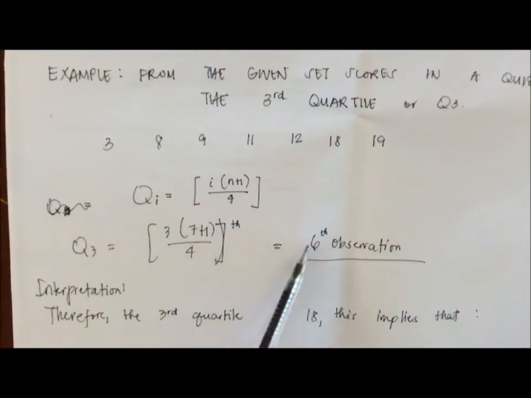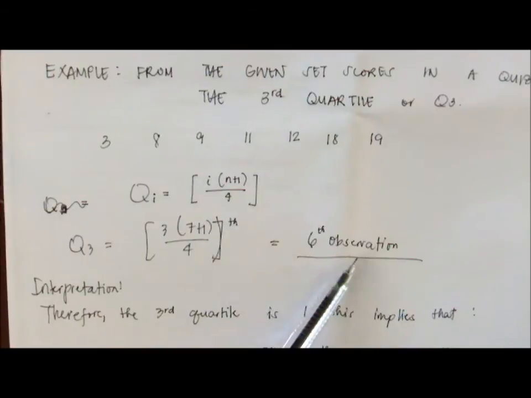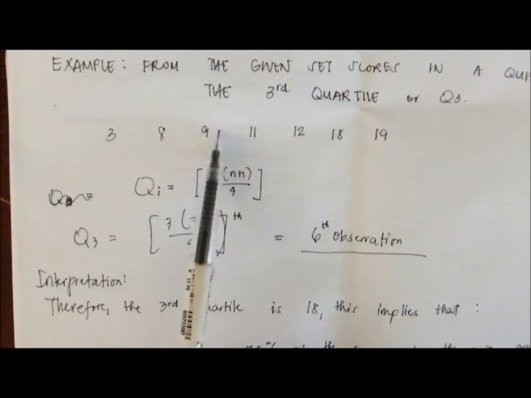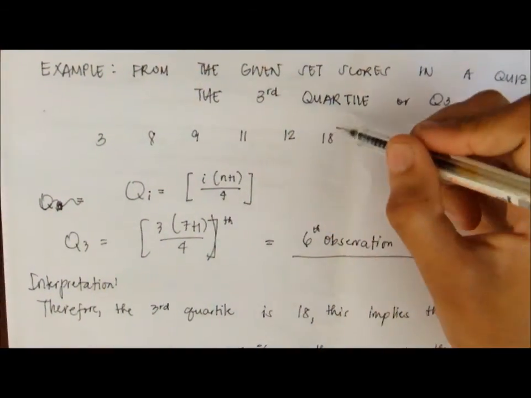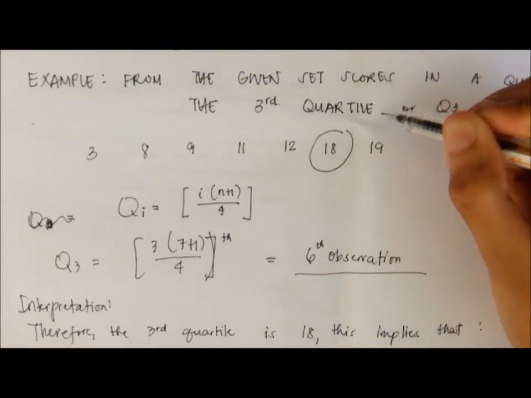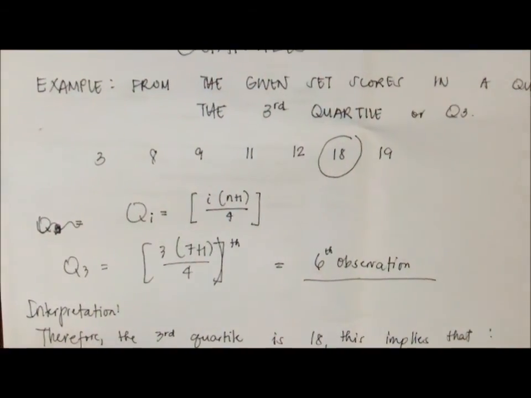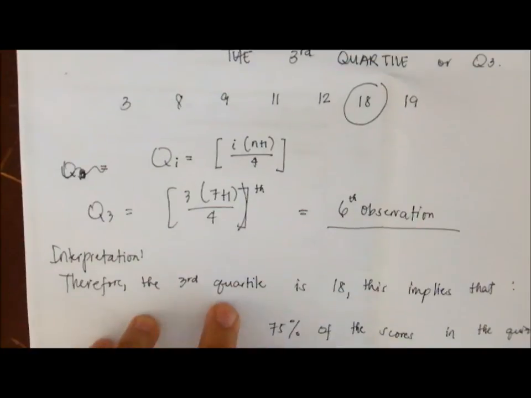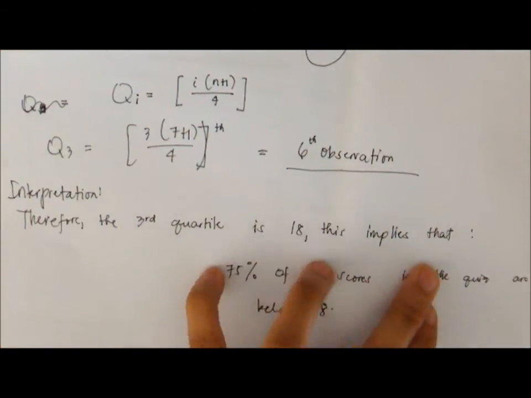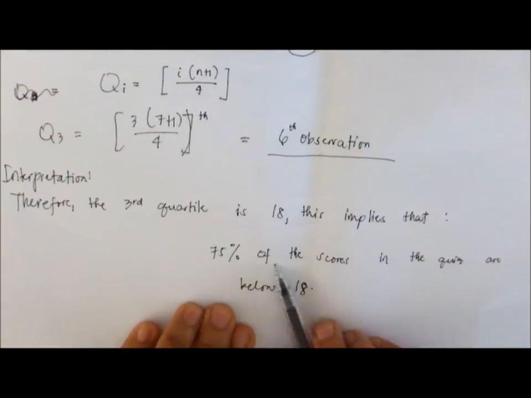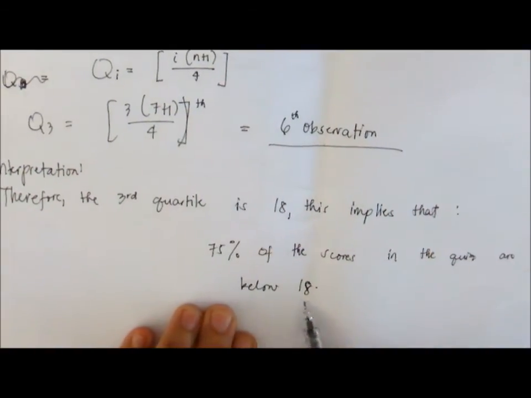Then the answer is 6. So 6th observation will count. 1, 2, 3, 4, 5, 6. So 18 is the 3rd quartile. So how to interpret this? Therefore, the third quartile is 18. This implies that 75% of the scores in the quiz are below 18.